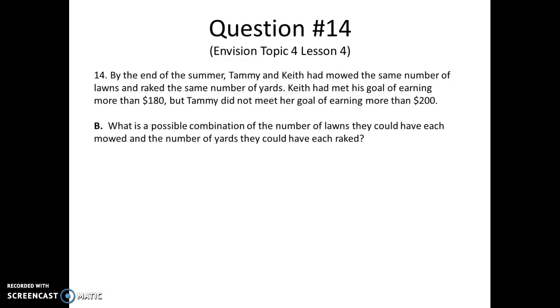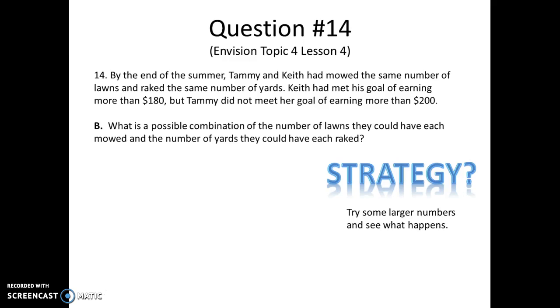So question number 14 continued. By the end of the summer, Tammy and Keith had mowed the same number of lawns and raked the same number of yards. Keith had met his goal of earning more than $180, but Tammy did not meet her goal of earning more than $200. So what is a possible combination of the number of lawns they could have mowed and the number of yards they could have raked? Strategy?